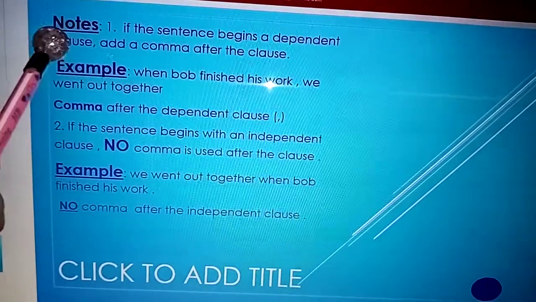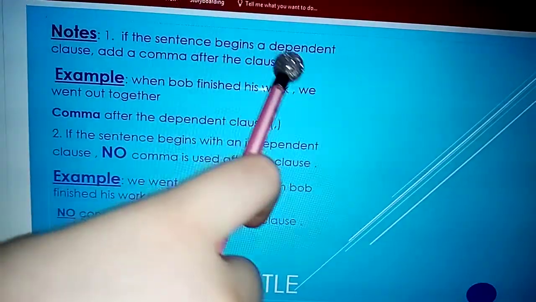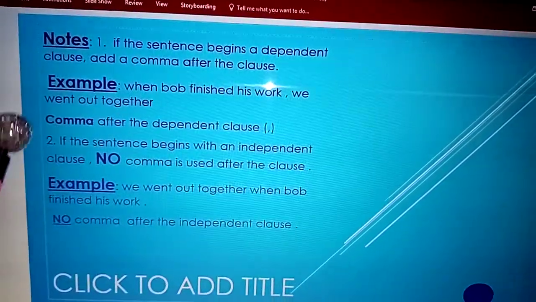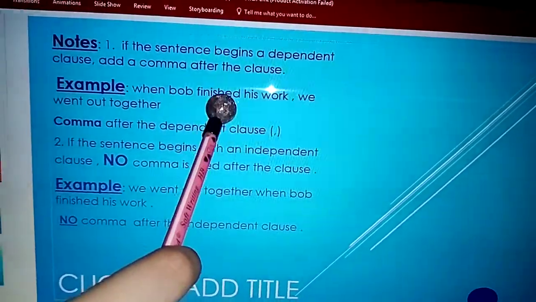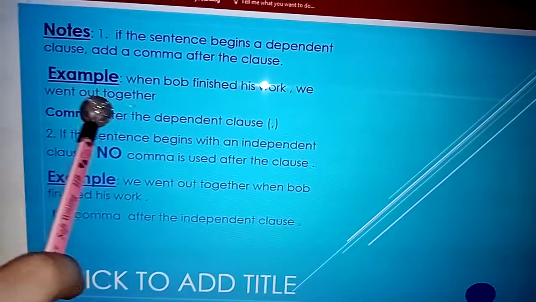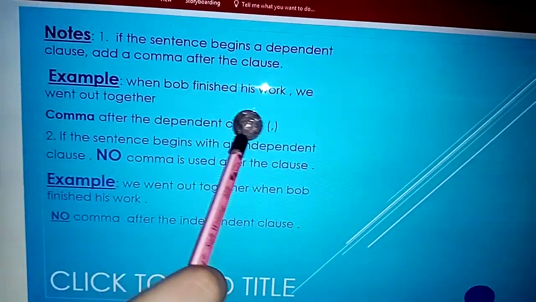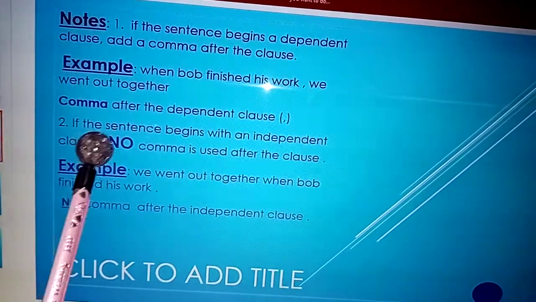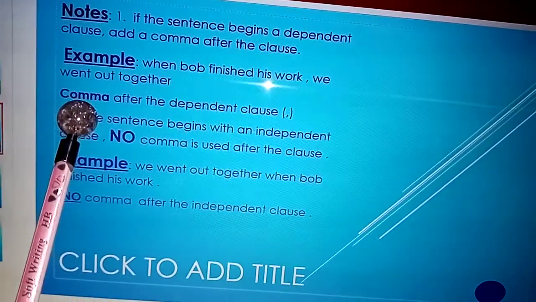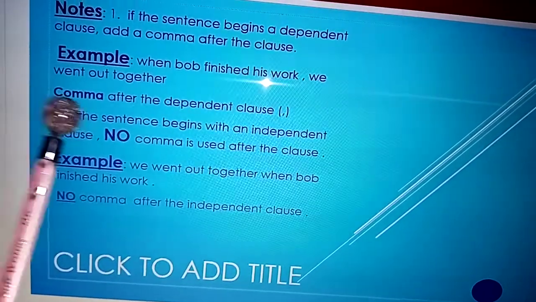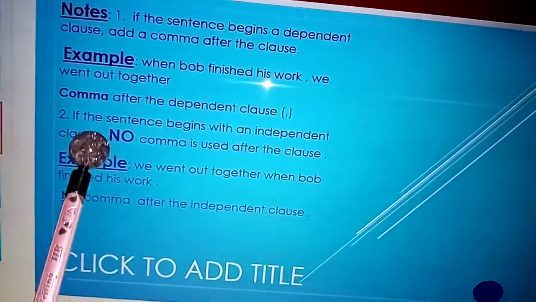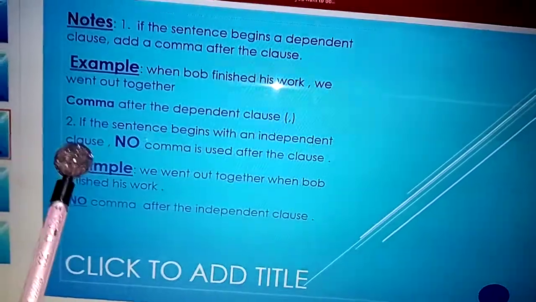Now here, guys, we have some notes. If the sentence begins with a dependent clause, we add a comma after the clause. Example: when Bob finished his work, comma, we went out together. Because here we have two thoughts and two sentences, comma after the dependent clause. Why is this called a dependent clause? Because it starts with "when", right?